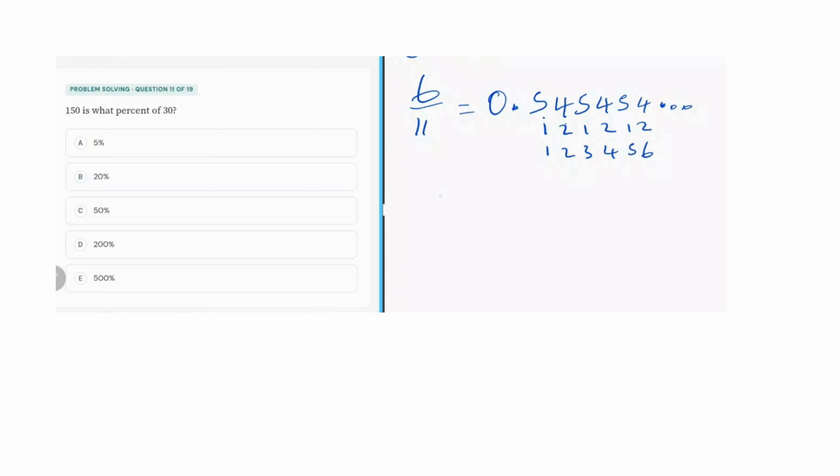150 is what percent of 30? This is simply 150 over 30 times 100%. 150 divided by 30 is 5. 5 times 100, that's 500%.